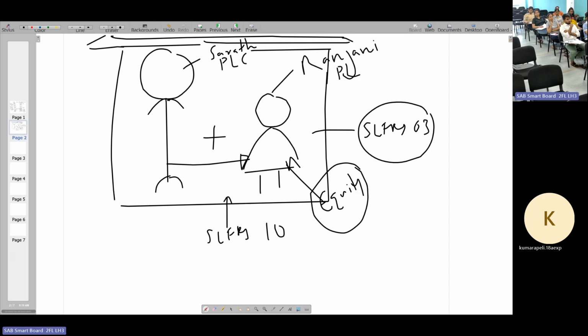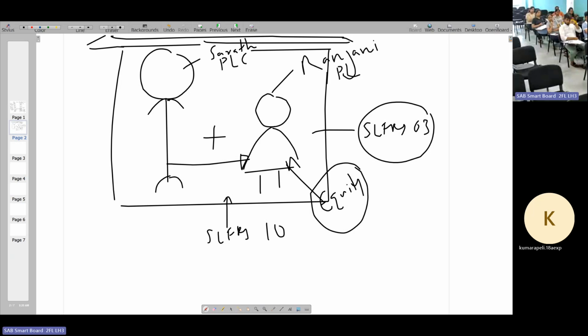In order to apply SLFRS 3, what is the most important word? Then Sarat Ranjani acquire Kerala. Why Sarat acquire Ranjani? There is a basis. Control.